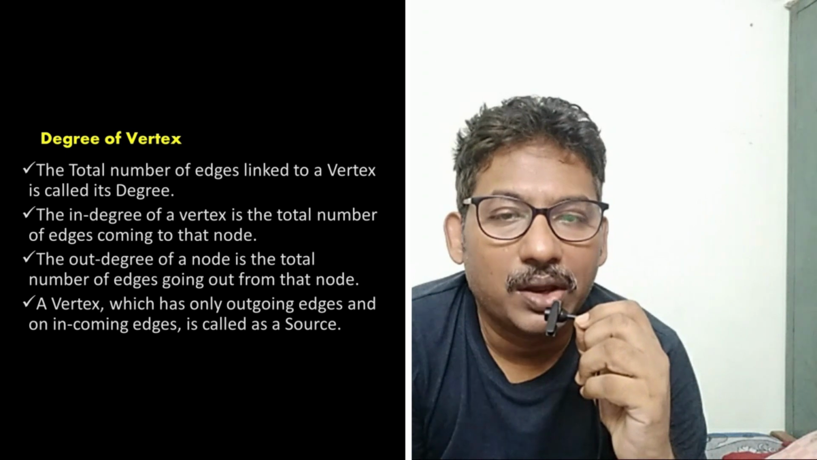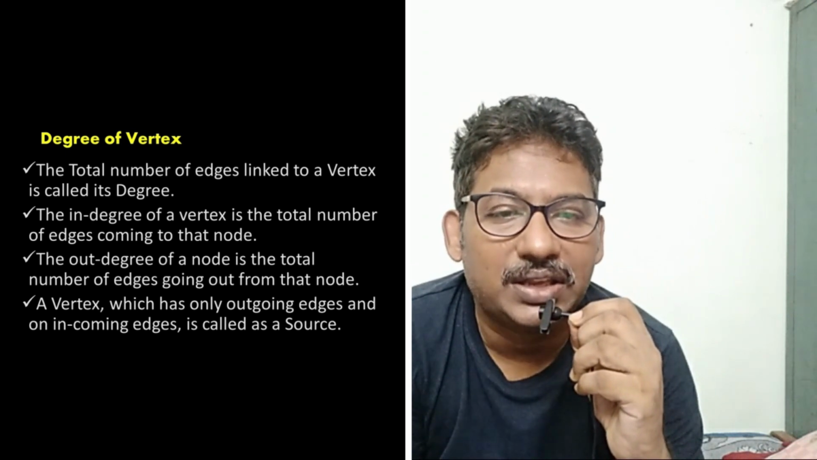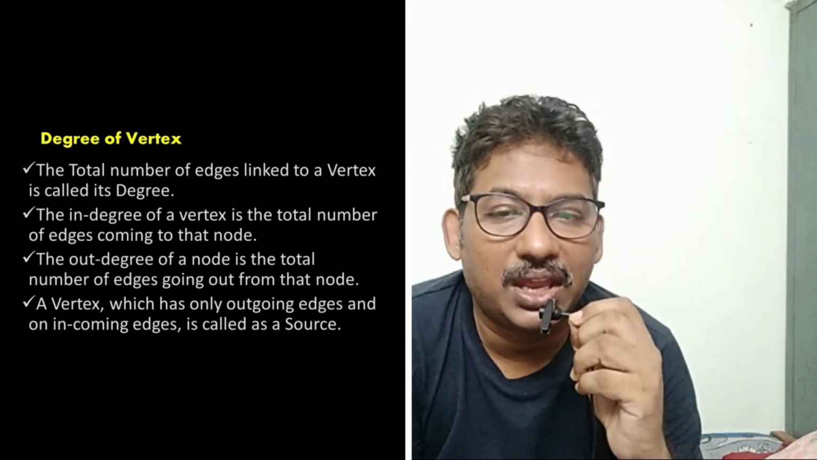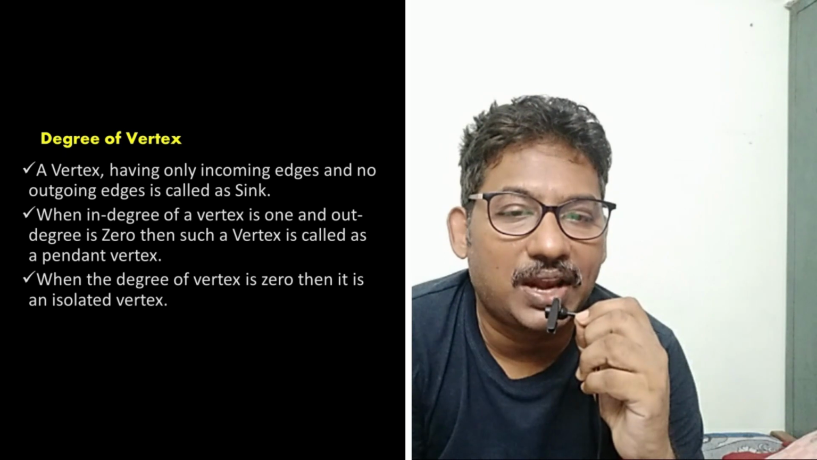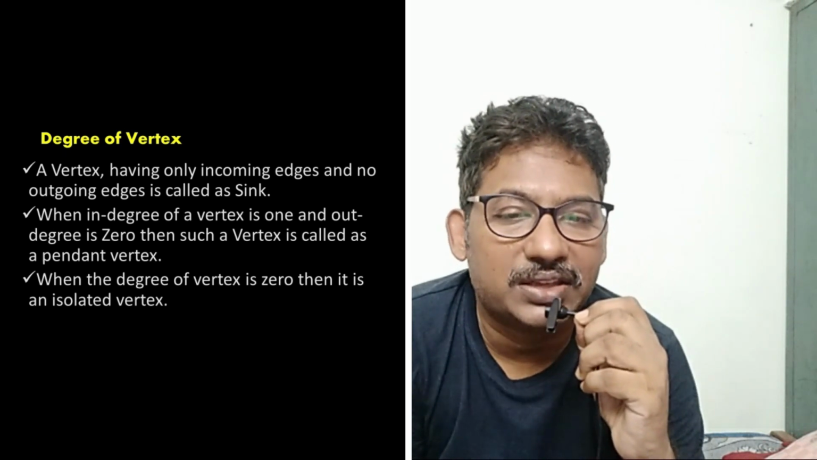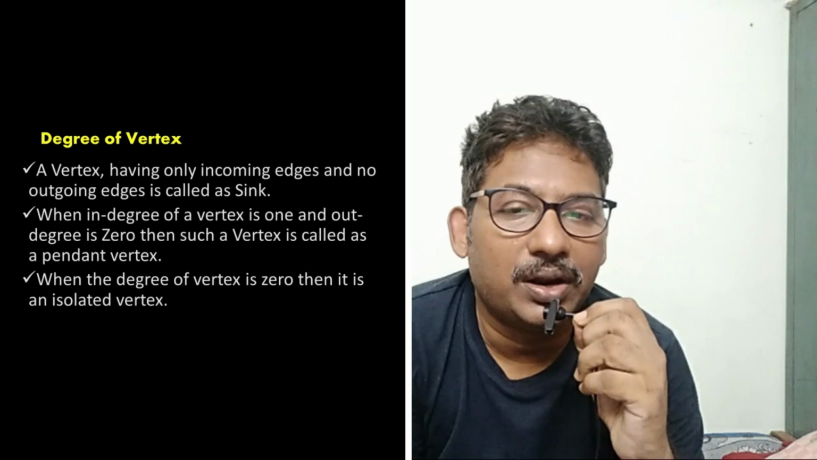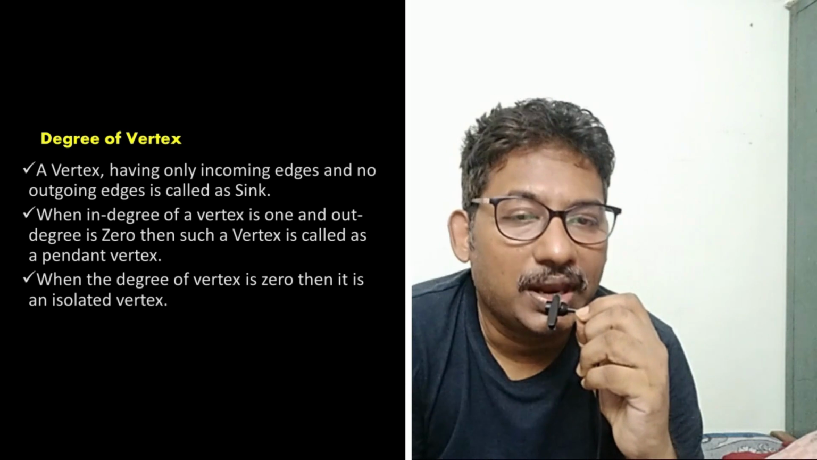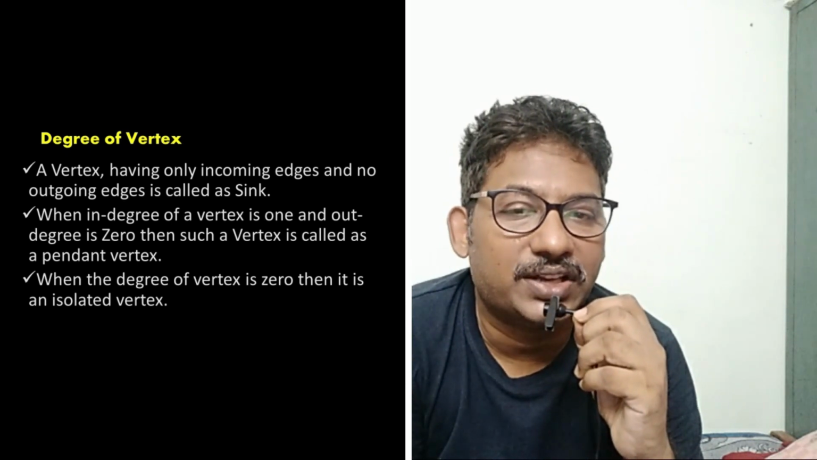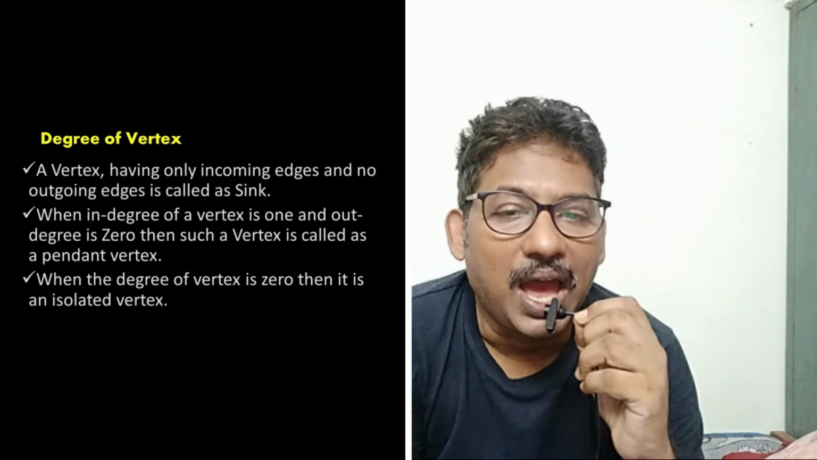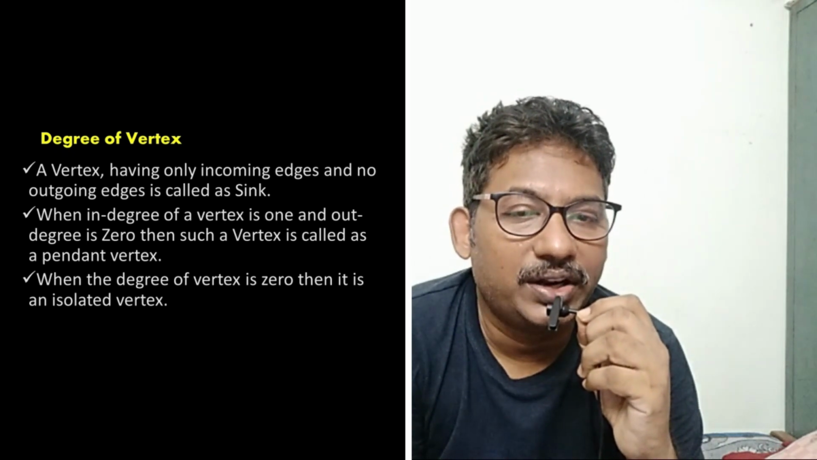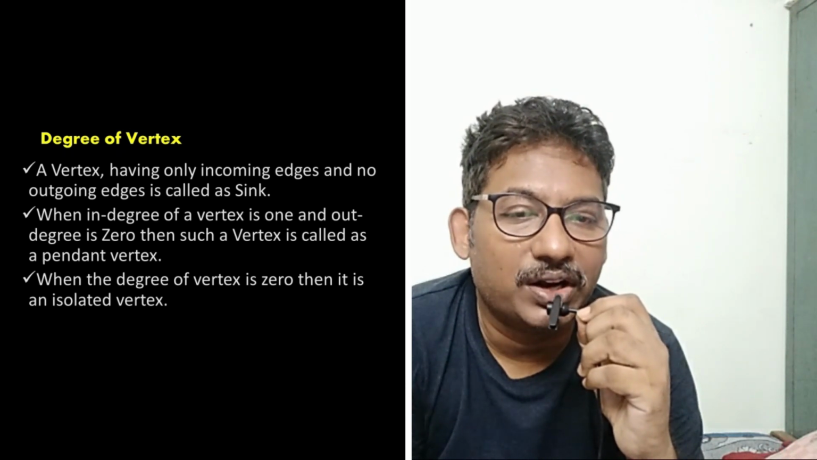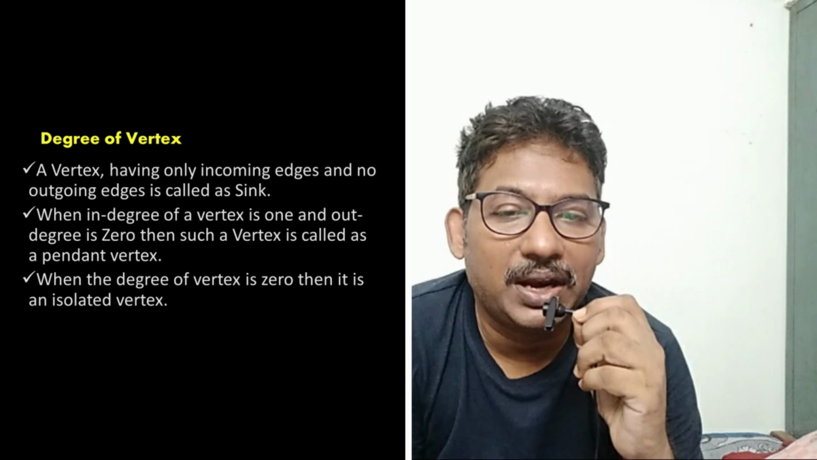So here we are going to discuss the degree of a vertex, the number of edges a particular vertex has. That is considered as a degree, and there are two types of degree calculations: one is in degree and another is out degree. A vertex having incoming edges and no outgoing edges is called a sink. And when the in degree of a vertex is 1 and the out degree is 0, such a vertex is called a pendant vertex.